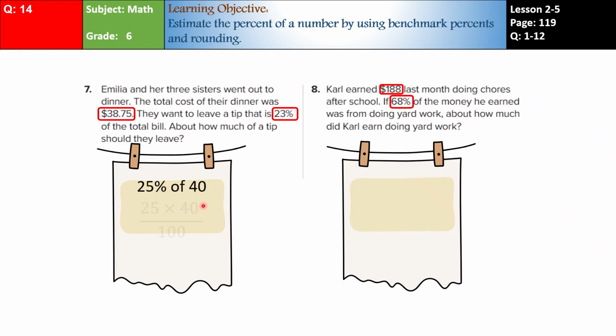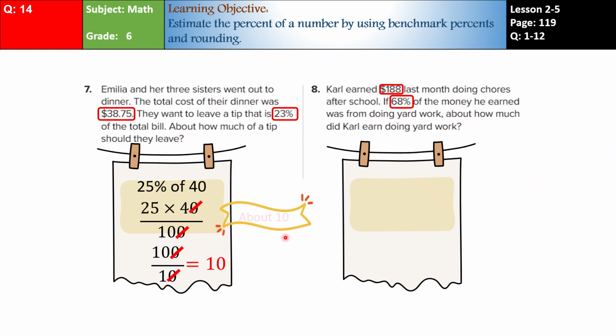25 times 40 divided by 100. Simplify by cancelling the zeros. 25 times 4 is 100. 100 divided by 10 is 10. So they will give the tip about 10. The tip will be $10.